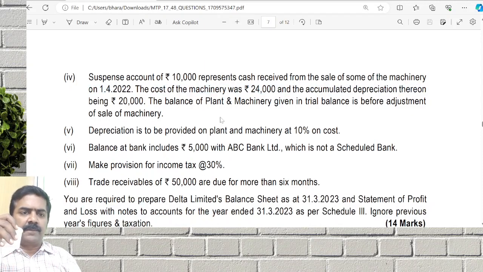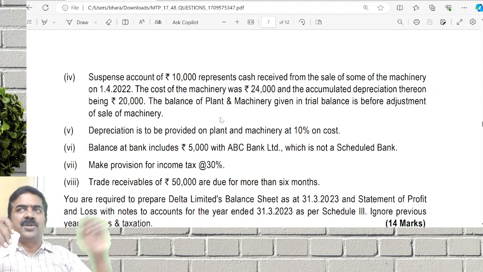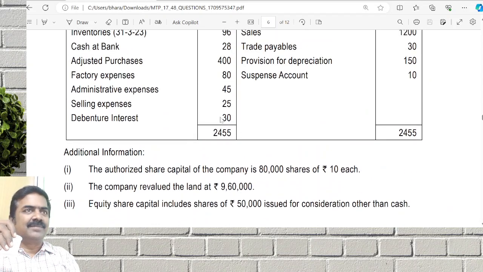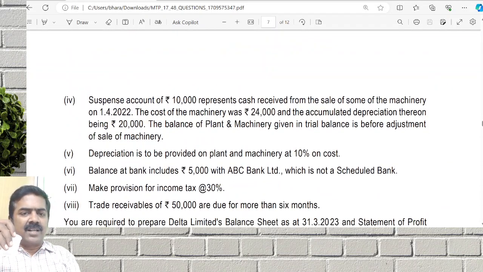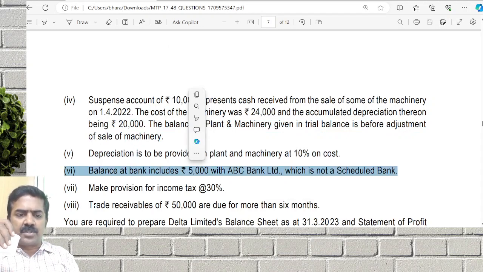Look at this next one. Suspense account 10,000 is nothing but cash received on sale of machinery. Instead of putting cash account out to machinery account, they put cash account out to suspense account other than the 10,000. The cost of the machinery was 24,000. Accumulated depreciation is 20,000. The balance in plant and machinery given in trial balance is before this adjustment. Depreciation 10% on cost.